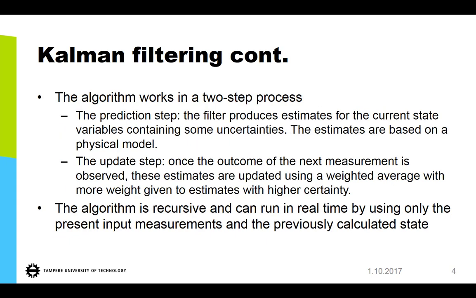The algorithm itself works in a two-step process. First is the prediction step. The filter produces estimates for the current state variables containing some uncertainties. The estimates are based on a physical model. Then there's the update step, in which the outcome of the next measurement is observed. Then the estimates are updated using a weighted average with more weight given to the estimates with higher certainty. The algorithm is recursive and can run in real time by using only the present input measurements and the previously calculated state.